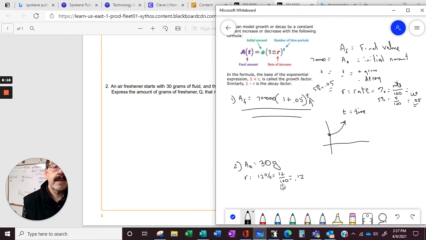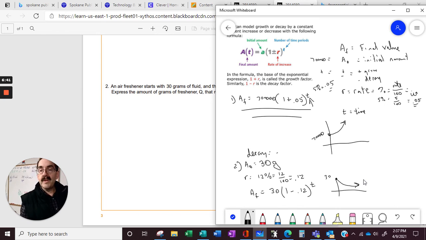Our final value is going to be our initial value, minus decay. Decay is a negative, so 1 minus 0.12 for t days, and we're going to start at 30. This one started at 700,000 and grows, and that one decays. Growth and decay, so feel free to work into those.